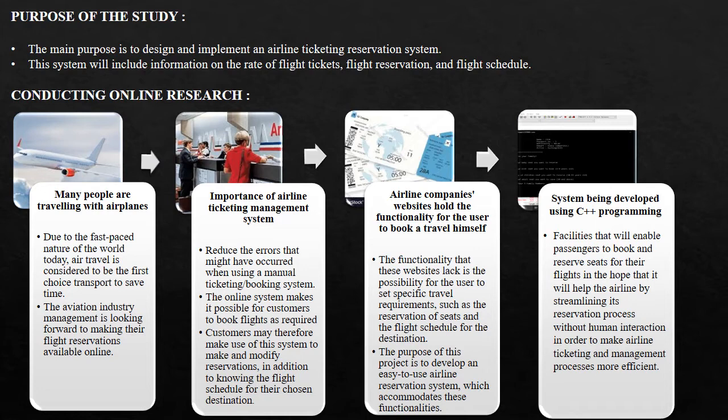To make the reservation for such travels, airline companies' websites hold the functionality for the user to book a travel himself. So the functionality of this website lets the user set specific travel requirements such as the reservation of the seats and the flight schedule for their destinations. So the purpose of this project is to develop an easy-to-use airline reservation system which accommodates this functionality. Therefore, the proposed system is being developed using C++ programming with the facilities that will enable passengers to book and reserve seats for their flight, in the hope that it will help the airline by streamlining its reservation process without human interaction in order to make the airline ticketing and management process more efficient.